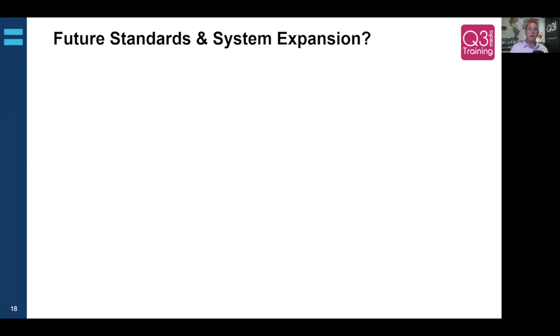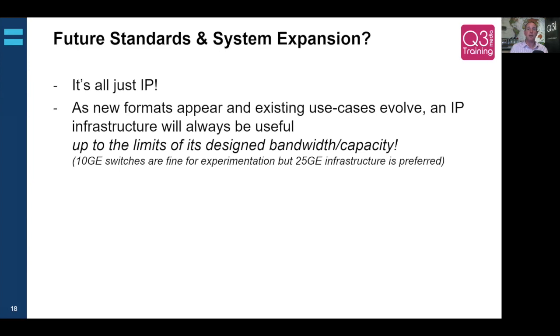So with IP, if there are future standards that come along or you want to expand the system, hey, it's just IP. It's an easy statement to make, but that's kind of true. That's the point of it. Just like we said with SDI, it just works. With IP, it's all just IP. It's really simple. As new formats appear, we'll be able to transport them across the network within the bandwidth limitations, of course. So if you've got a 10 gig link and you need to stick 25 gigs of data down it, you're clearly not going to be able to do it. But in terms of using that as just a generic data link, all the standards that will come along will all work with this kind of IP protocol. That's a very low level protocol.